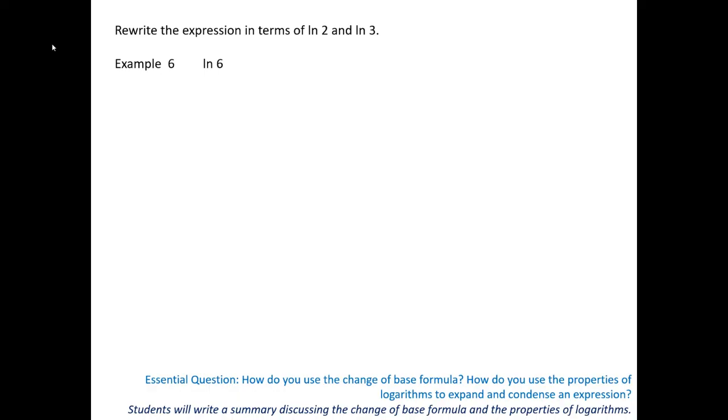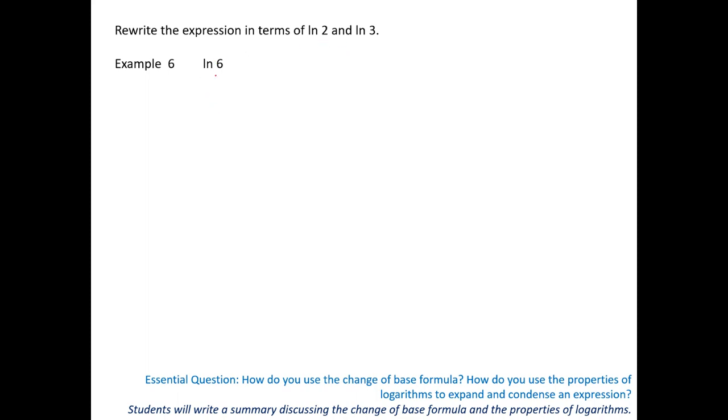So rewrite the expression. This one jumps around a little bit, so I'm not exactly sure where this is in your notebook, but we're going to rewrite the expression in terms of natural log 2 and natural log 3. We should come across some in your homework where they will give you a value for this and actually ask you to figure it out. For now, we're just going to see, is there a way I could rewrite this using some of our properties?